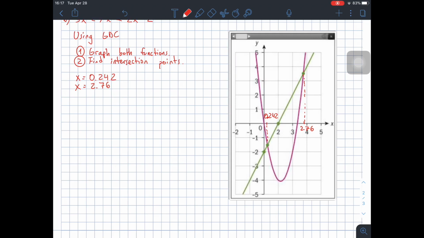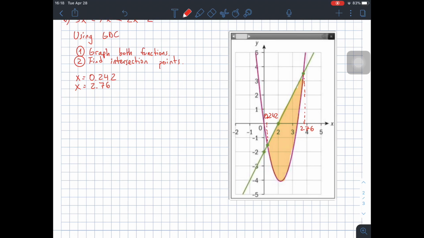So the interval where the green line is above the parabola, the purple line, is for this region. Let me do that with orange. For this region here, right? For all this region, the green line is above the purple line. So the answer would be from this intersection point to this intersection point.